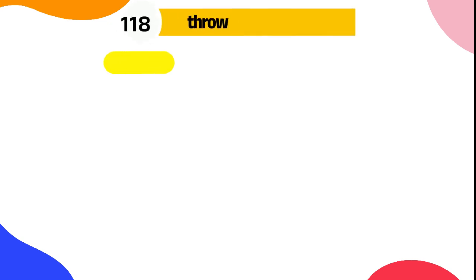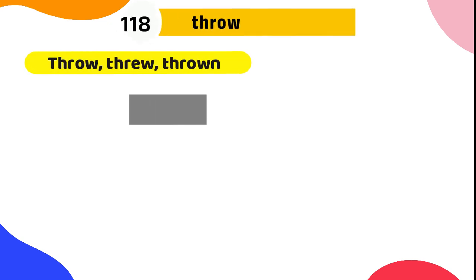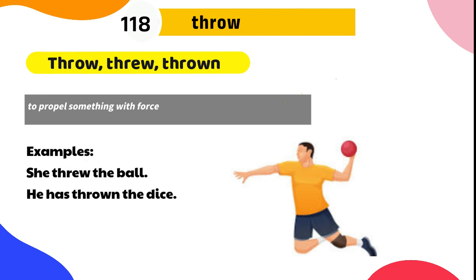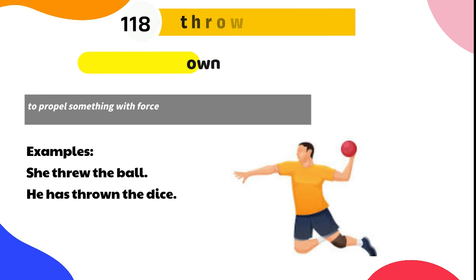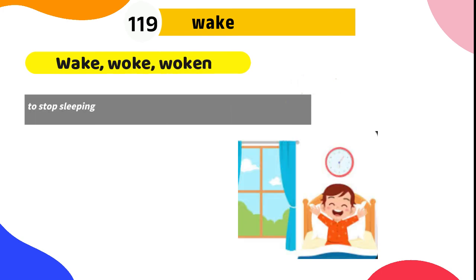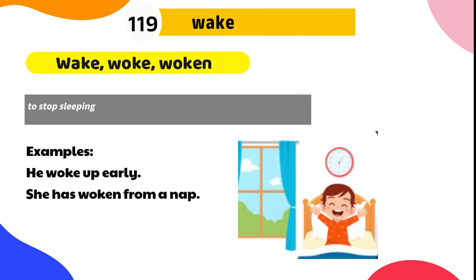Throw, threw, thrown. Meanings: to propel something with force. Examples: she threw the ball. He has thrown the dice. Wake, woke, woken. Meanings: to stop sleeping, to become alert. Examples: he woke up early. She has woken from a nap.